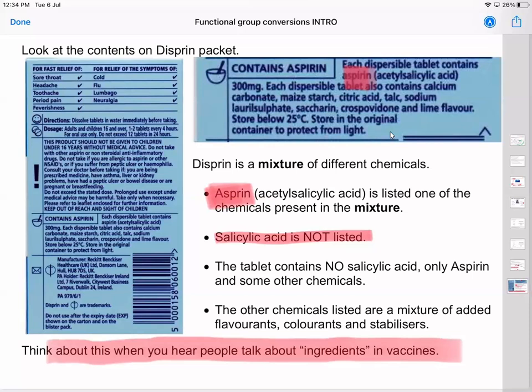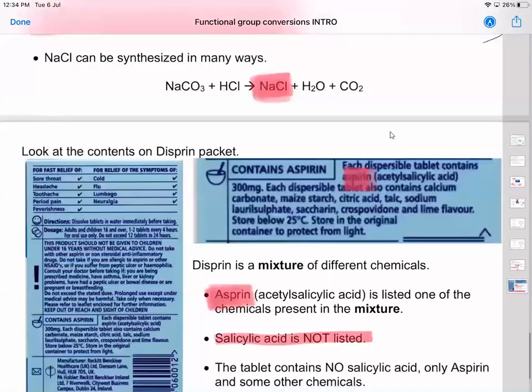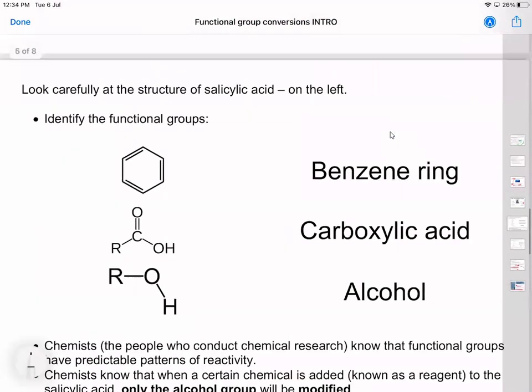Cool. But in the context of organic chemistry and what we're going to learn, the drugs that we're going to learn about are all organic molecules, meaning they contain carbon, hydrogen, and oxygen. So carbon, hydrogen, oxygen. Okay, so here's an interesting thing.